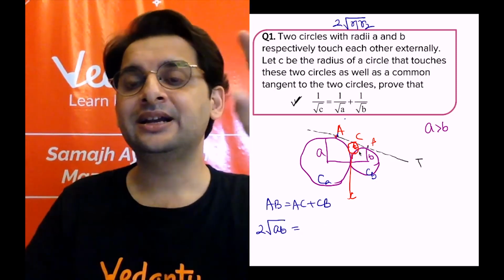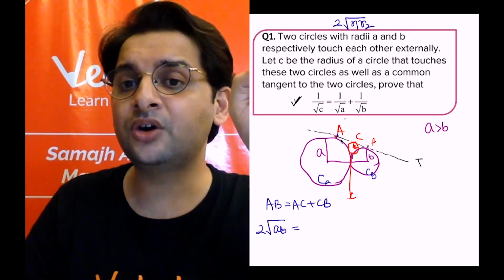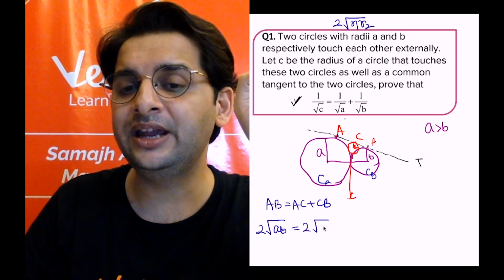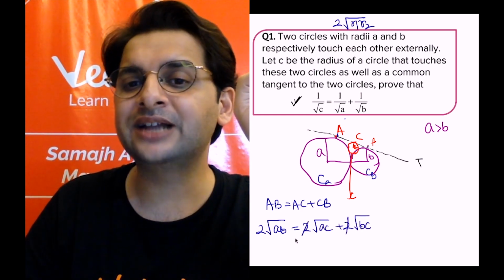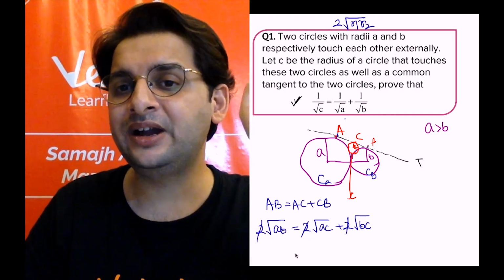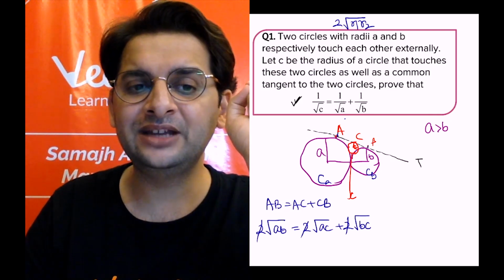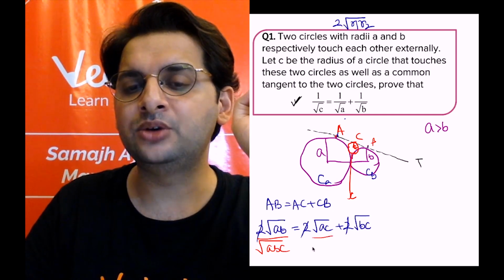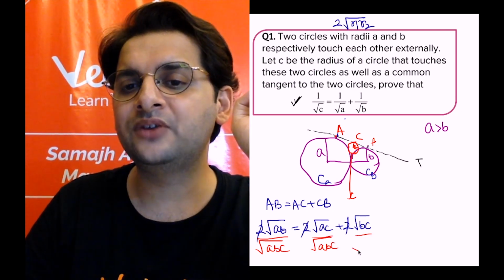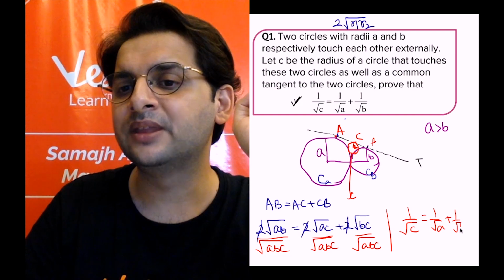Now, in case of circle A and circle C, they are also touching each other externally. So the length of the common tangent, that is AC, will be 2 root of A into C. And similarly, this will be 2 root of B into C. And 2 gets cancelled out. If I divide everything by root of ABC, we get the desired result. So simple that is. 1 by root C is 1 upon root A plus 1 upon root B.